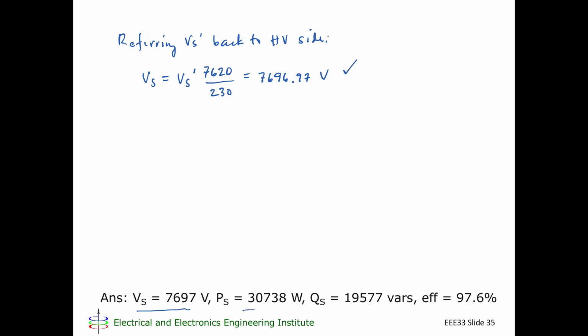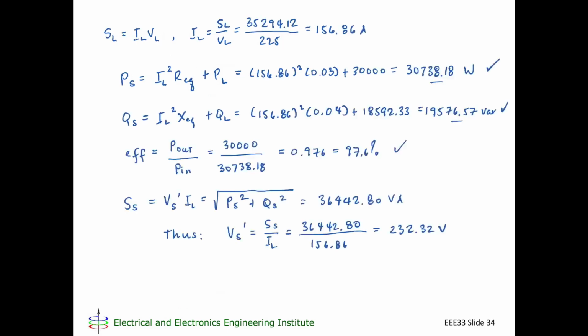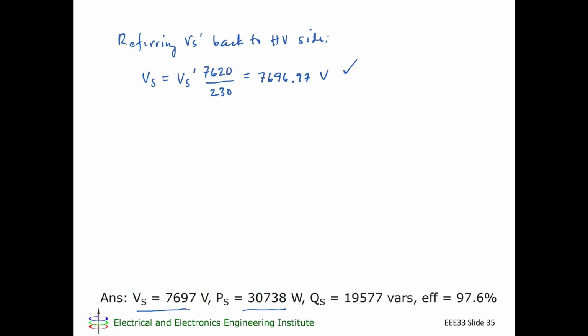This is my P_S, 30738. My Q_S is 19577, and my efficiency is 97.6%. Is that the only way of solving the problem? No? As usual, it is not.